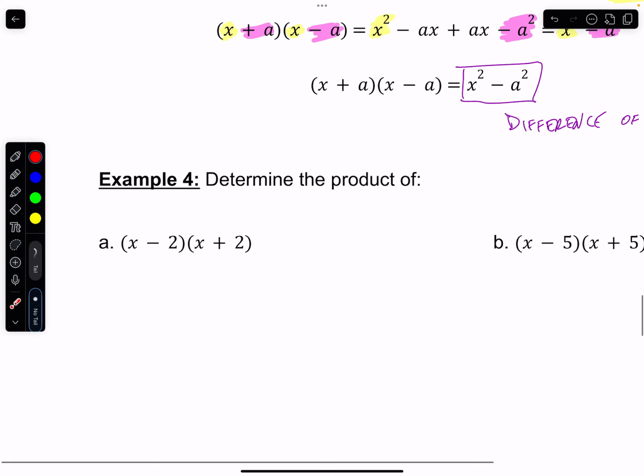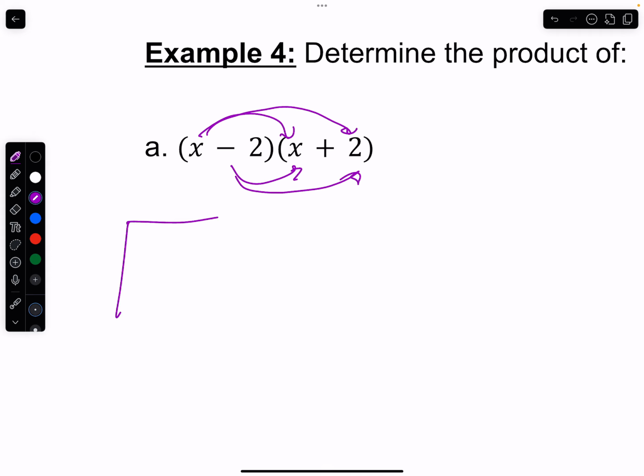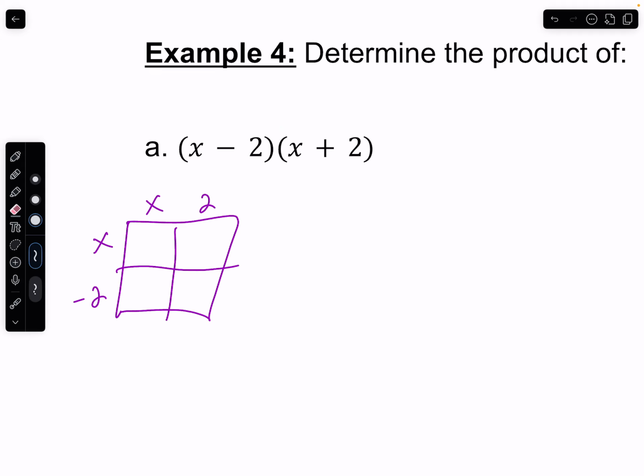It'll make a little more sense if we do some examples here. I notice that when I'm multiplying these out, they are pretty much exactly the same except one's positive and one's negative. So I don't need to do the whole FOIL thing we were doing in class, or the box method. I don't need to do all the steps of that. I just need to do the first times the first and the last times the last. You might not need the box for that. The middle parts in the box cancel out. Watch.